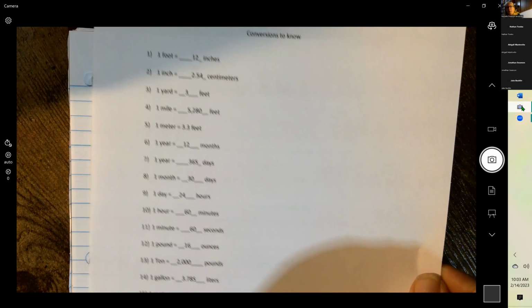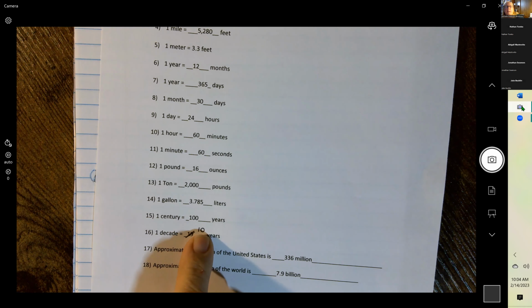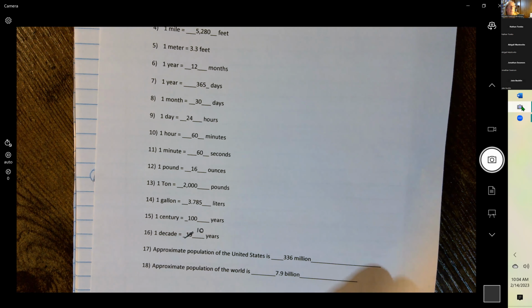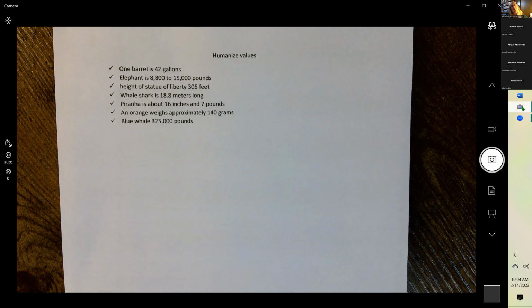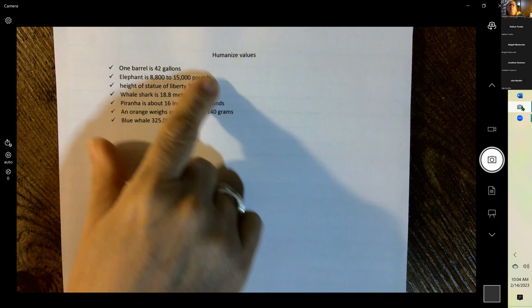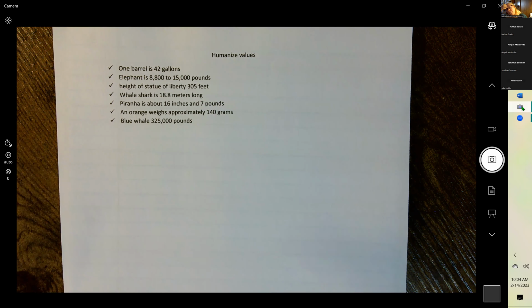There's also the conversions to know. When I was typing, somehow I put a 19 here. This should be 10. I fixed it, but if you printed it before I fixed it, just make note that that should be a 10. And I also put this for when I ask you to use humanization values or humanize the problem. You'll choose from here. Any questions?